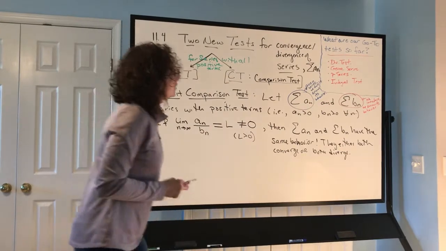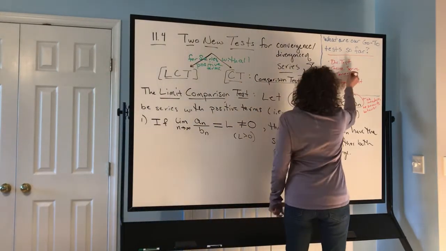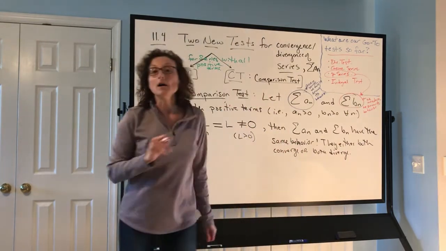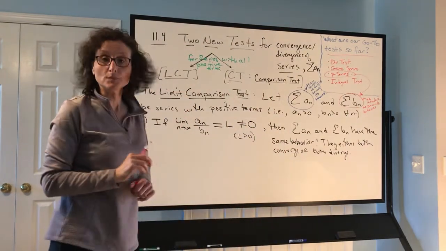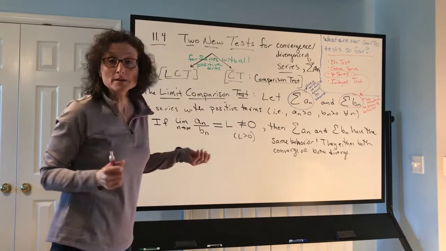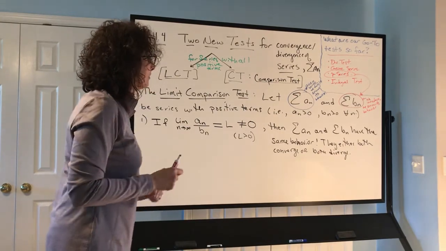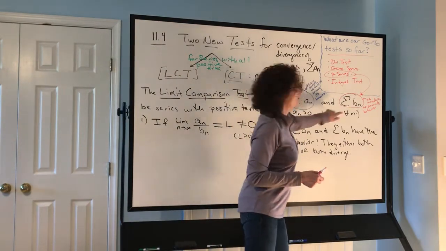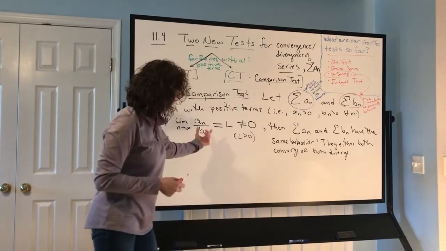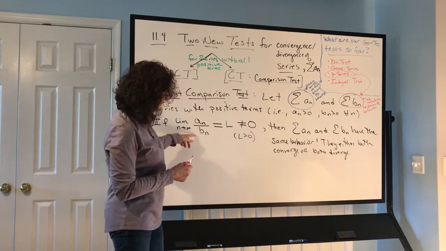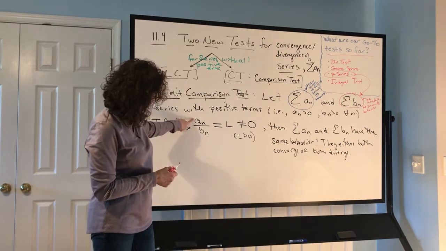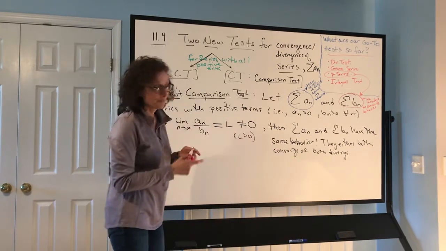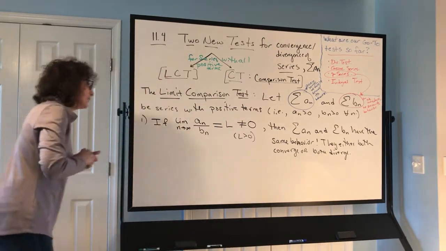Oftentimes P-series is the one that we use to pick a Bn, not always, but most of the time. You want to pick Bn to be a series whose behavior you know. Then you have to cleverly choose it so that when you create this limit between the terms of the series you don't know and the terms of the series you do know, you get a limit that's not zero.